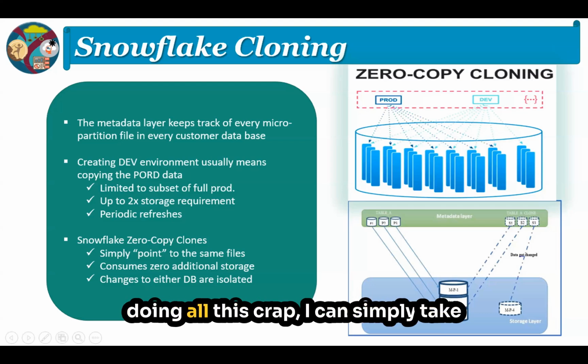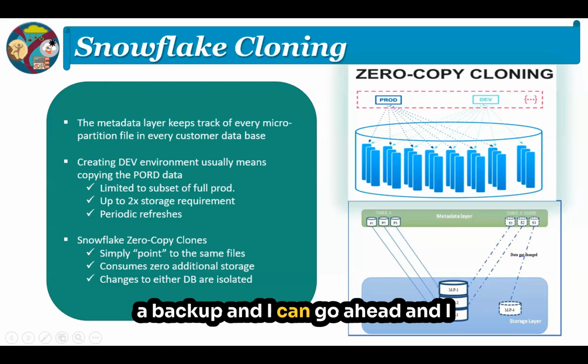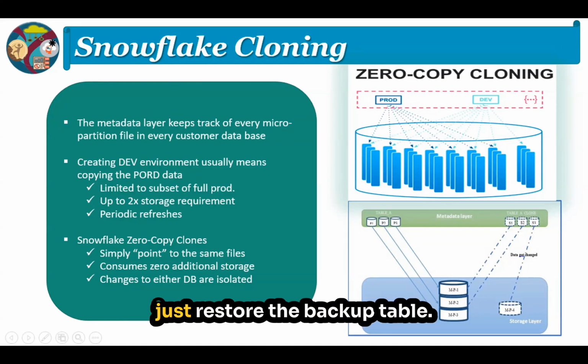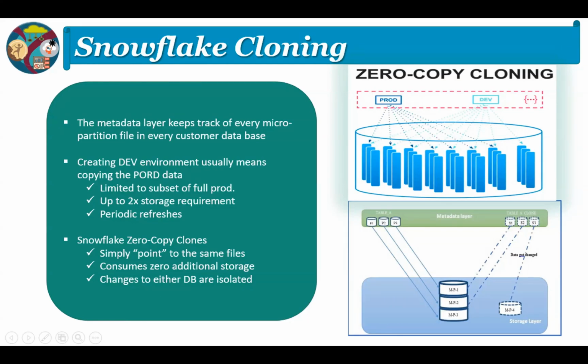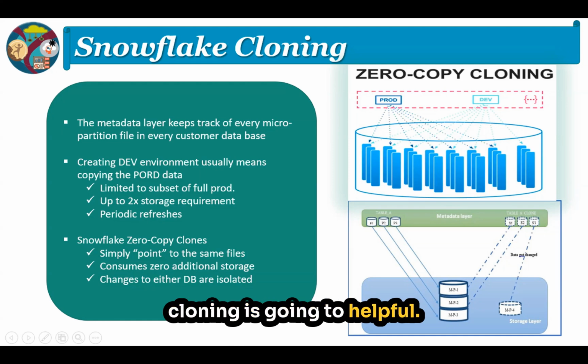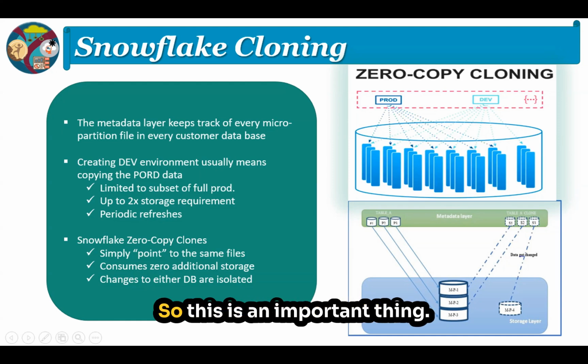But instead of doing all this, I can simply take a backup and go ahead and implement the DML changes. If something goes wrong, I can just restore the backup table. Okay, simple, right? So in real time, how is this cloning going to be helpful? This is what I've been saying for the last couple of minutes, so this is an important thing.